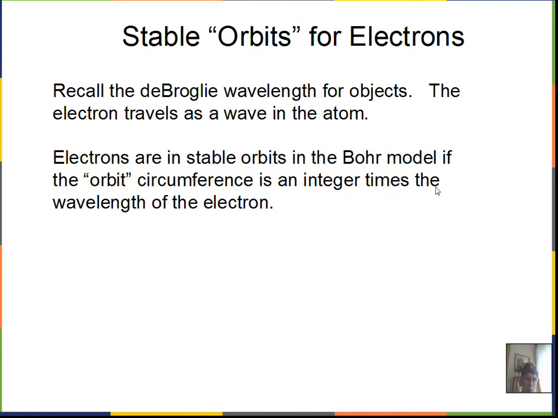So first is stable orbits for electrons. We've talked about the de Broglie waves. For objects that are moving, the wavelength is equal to Planck's constant divided by the momentum of the object. So objects in the atom are moving. The electron can be thought of as moving, and it acts as a wave. It turns out that in the Bohr model of the atom, these stable orbits have a circumference that is an integer multiple of the wavelength of the electron. The circumference is equal to some integer n multiplied by the wavelength of the electron.